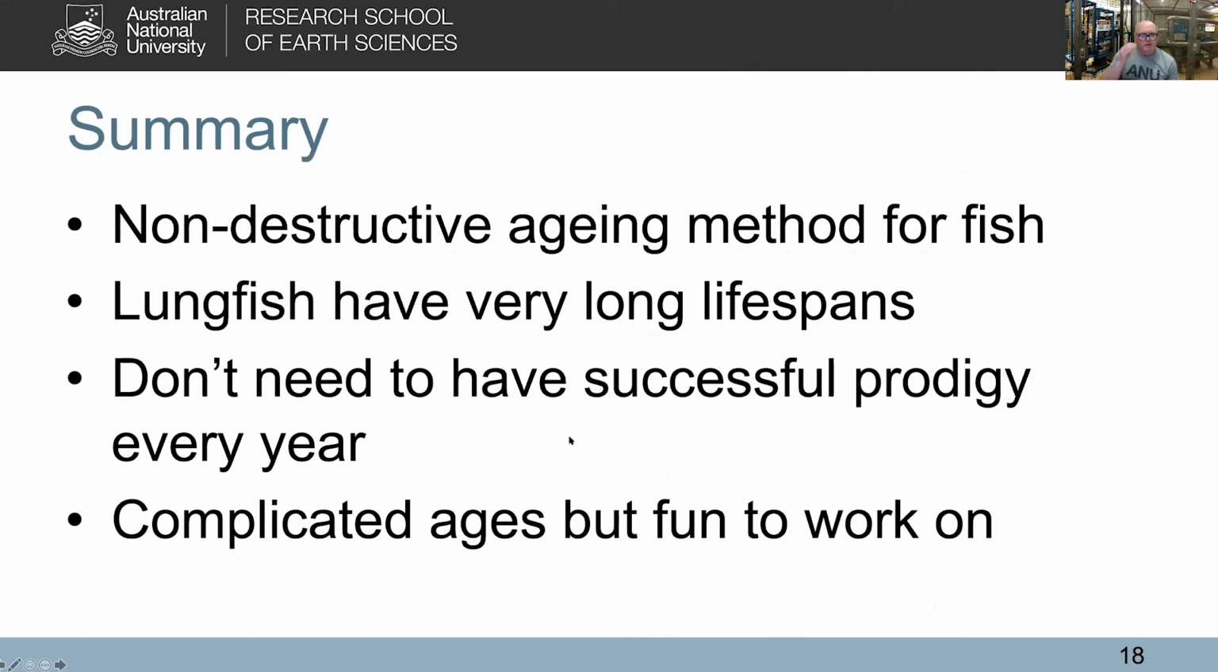So this is just a different way of using radiocarbon dating, not in the strict archaeological sense, but in terms of looking at an ecological question. During this project, what was really important is that we developed essentially a destructive method, destructive to a scale, but not to a fish. And that's really important if you're looking at threatened species. We found that they do have very long lifespans. They don't have to successfully have progeny or baby fish every year. They're a complicated fish, but really quite fun to work on.